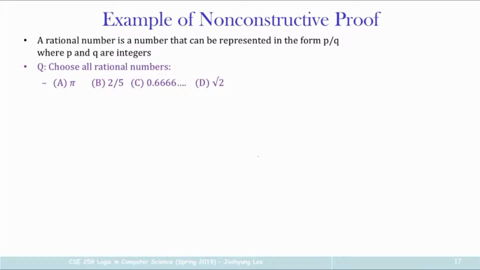B and C, right? Why is C a rational number? Because it's 2 over 3, yes. So the answer is B and C. Okay, but what this example is saying is, why for some numbers like 0.666 we can represent it as 2 over 3, but for the square root we cannot represent it as some number q over p? What is the difference?